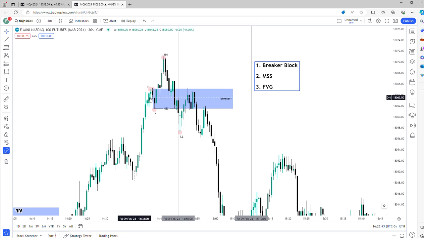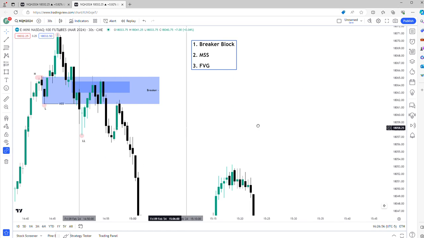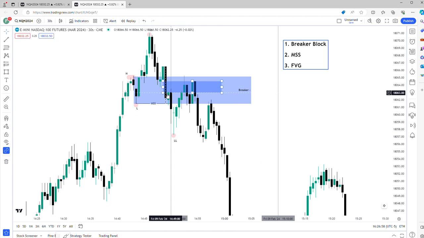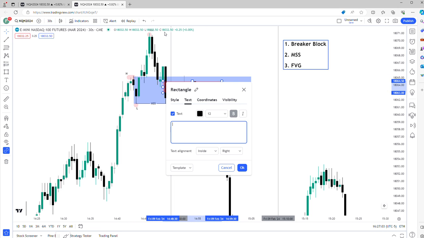So inside that breaker block, inside that blue section, I'm looking then for a fair value gap. And in this case, I'm looking for a bearish fair value gap. And there's one right here, right? So you can see that there's a bearish fair value gap from the bottom of this candle to the top of this candle. So I'm going to mark that out in red. And this is exactly what I called out in the Discord this morning.